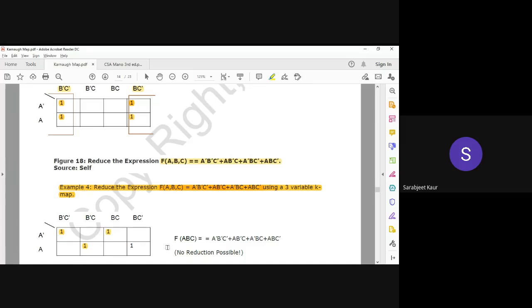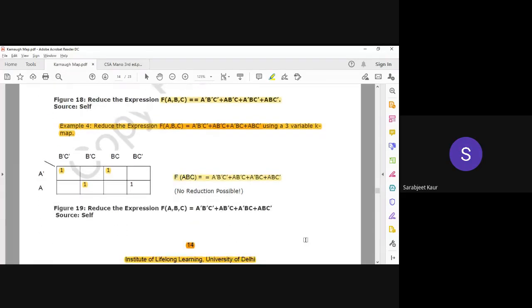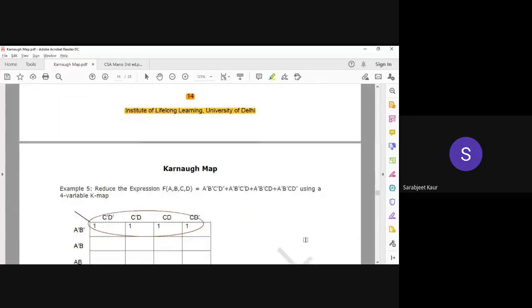So as a result, grouping will not be possible. So what is the final optimized expression that I'll have? The expression will remain the same. Okay, is this clear? Any problem to anybody? No, ma'am. Okay, let us see the next question.